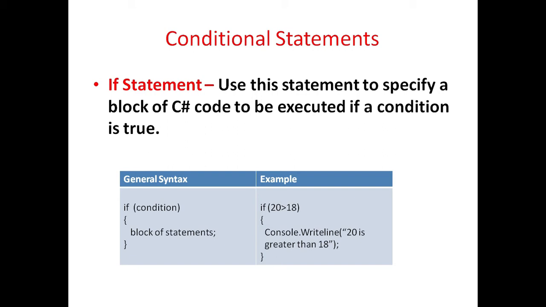First is the if statement. You can use this statement to specify a block of C# code to be executed if a condition is true. The general syntax is: if will check the condition, and then the block of statements is executed. For example, if 20 is greater than 18, then it will print "20 is greater than 18". That is, if the condition is true, then the nested block is executed.